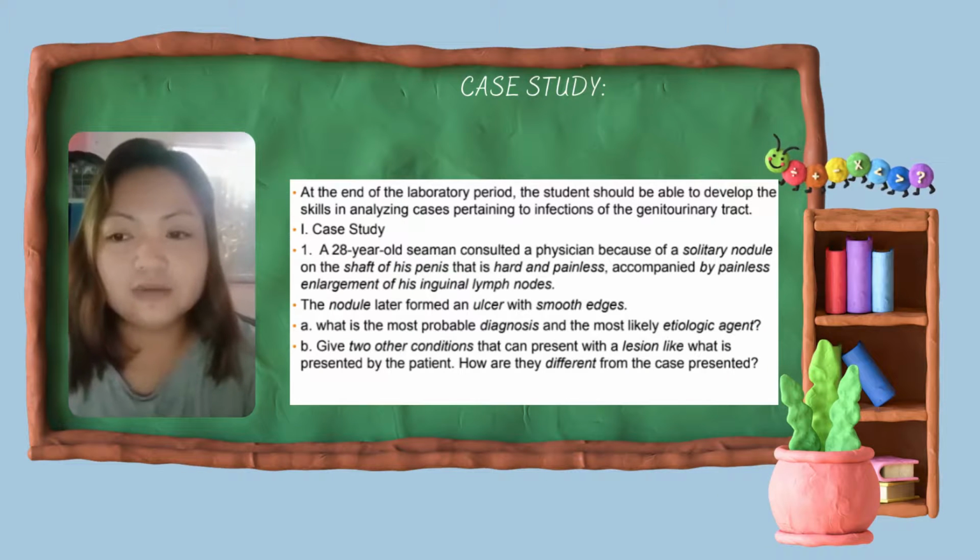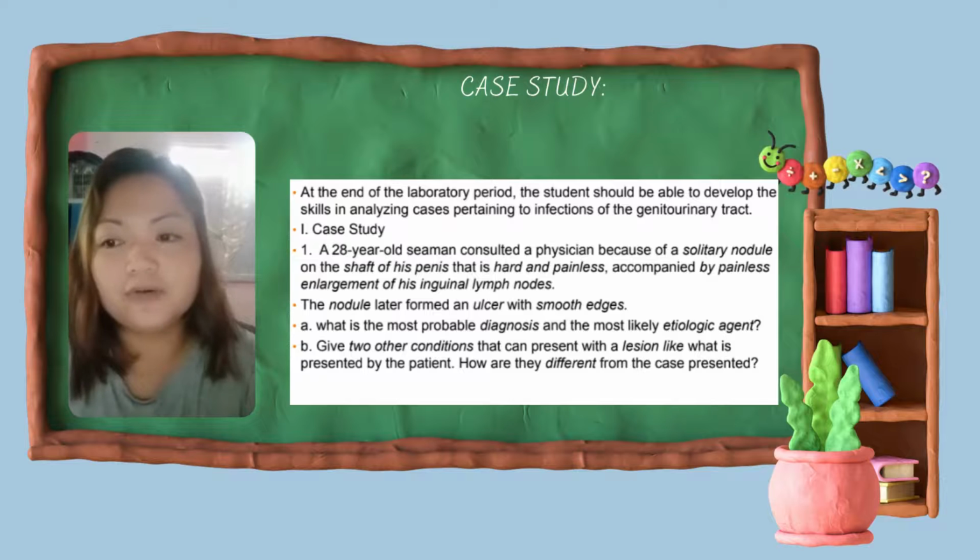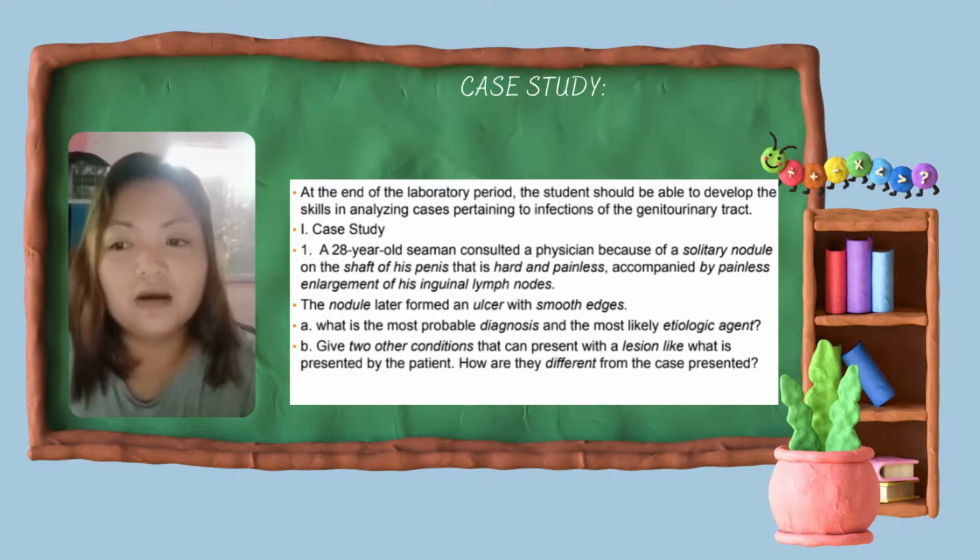A 28-year-old seaman consulted a physician because of a solitary nodule on the shaft of his penis that is hard and painless, accompanied by painless enlargement of his inguinal lymph nodes. The nodule later formed an ulcer with smooth edges. What is the most probable diagnosis and the most likely etiologic agent? LGV, and the most likely etiologic agent is Haemophilus ducreyi.